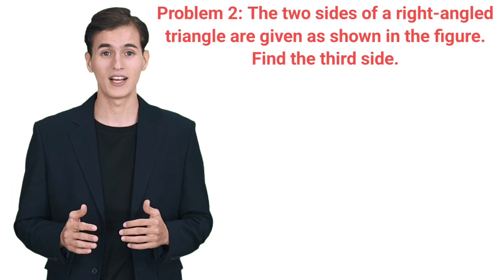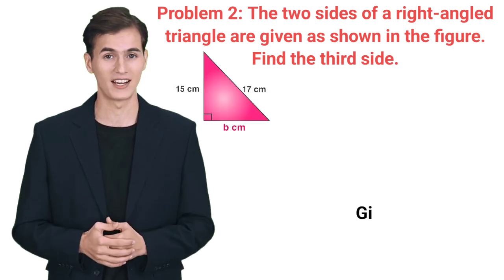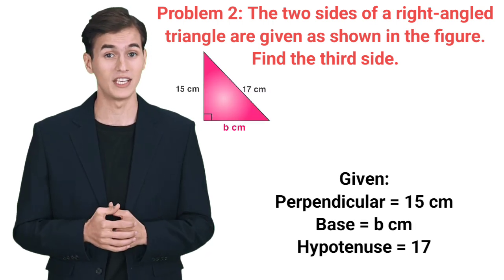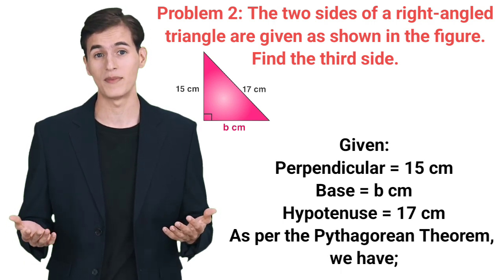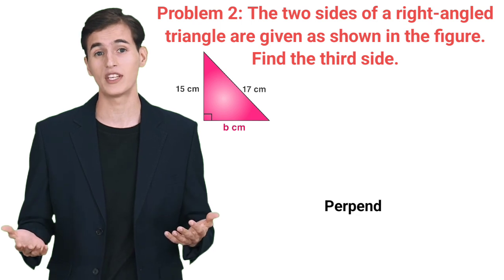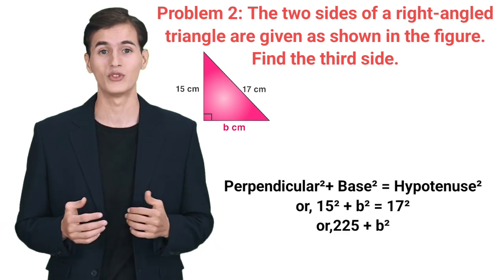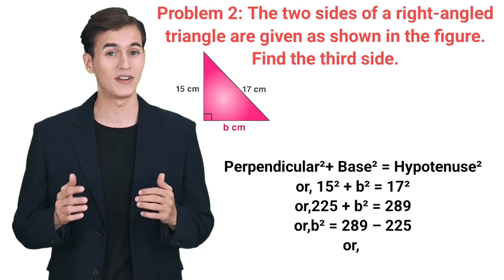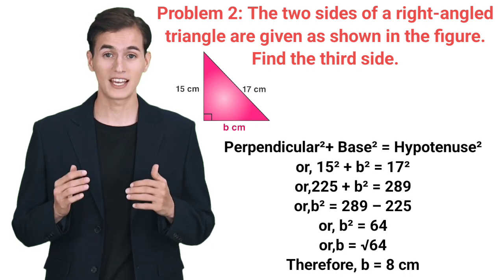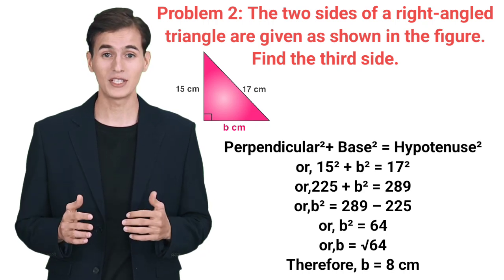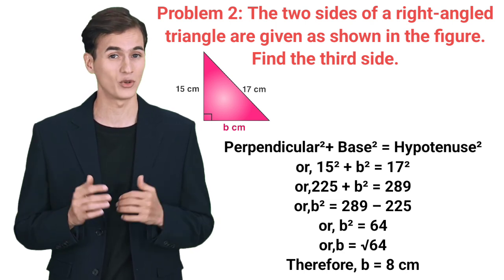Problem 2. The two sides of a right-angled triangle are given as shown in the figure. Find the third side, given perpendicular equals to 15 cm, base equals to b cm, hypotenuse equals to 17 cm. As per the Pythagorean theorem, we have perpendicular square plus base square equals hypotenuse square, or 15 square plus b square equals to 17 square, or 225 plus b square equals to 289, or b square equals to 289 minus 225, or b square equals to 64, or b equals to 8. Therefore, b equals to 8 centimeters.